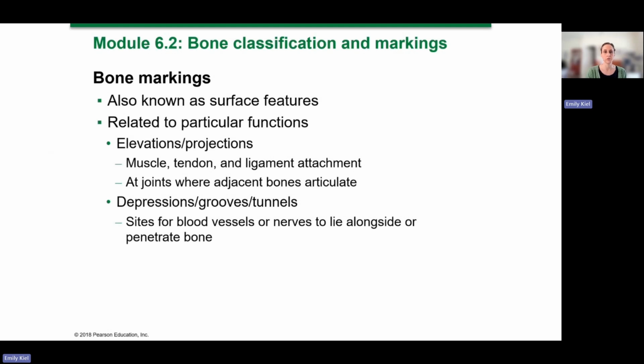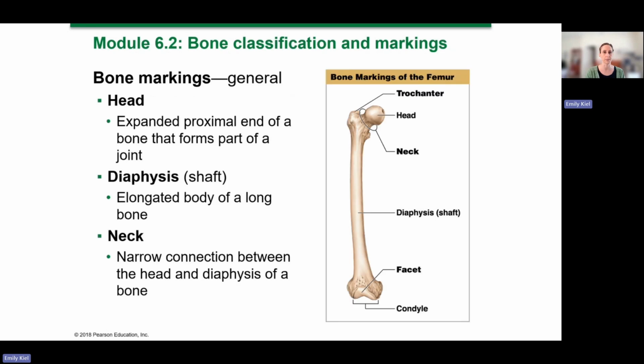So bone markings are known as surface features, and they are related to the functions. So you've got elevations or projections. That would be where muscle, tendon, and ligament attach. So there's a little bit of pull or force on those bones. And so you're going to see elevations there, and you can also see it at joints where the bones articulate. And then you've also got depressions, grooves, and tunnels where blood vessels or nerves are going to either run alongside the bone or penetrate into the bone.